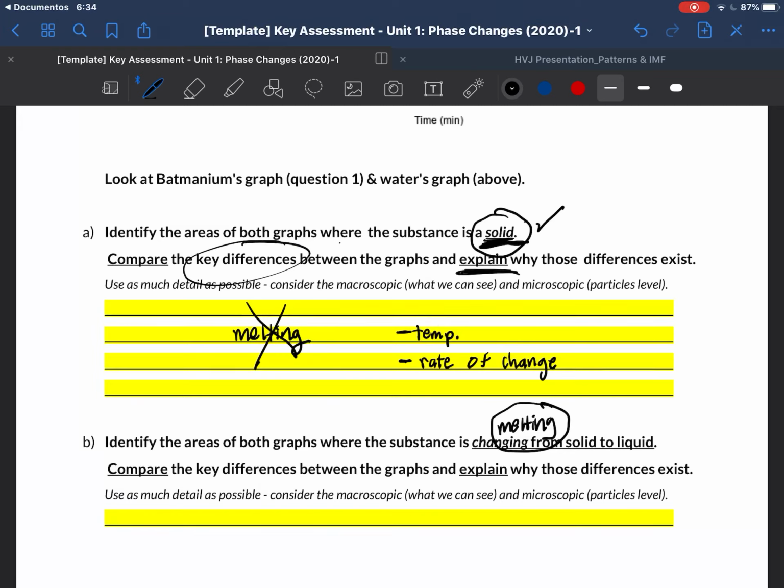And then we asked you to explain. So I want you to think about what implications does this have for energy and the different substances. So you really should be comparing the two substances, batmanium and water. So based on the differences you see in temperature and rate of change, what can you say, what can you infer about the two substances?